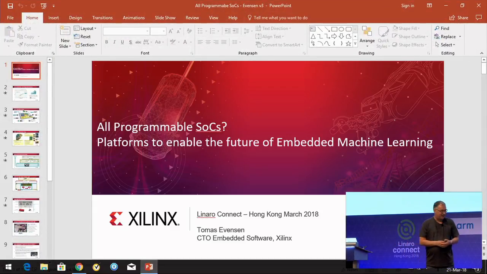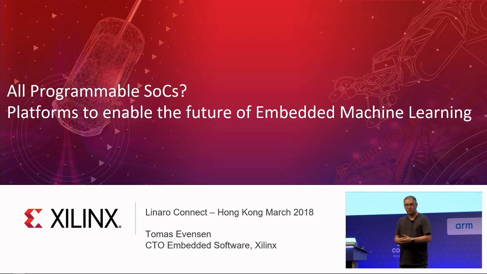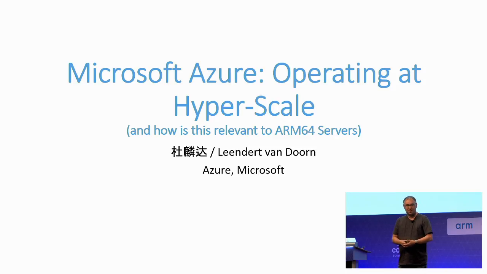So with that, I want to talk a little bit about how we run Azure. Azure is the second largest cloud in the world. And as you probably heard, we're doing quite a lot of things with ARM. So I want to talk about how that is relevant to ARM, what we're doing, what kind of things we're building, hardware, platform, software, but also talk a little bit about the challenges.